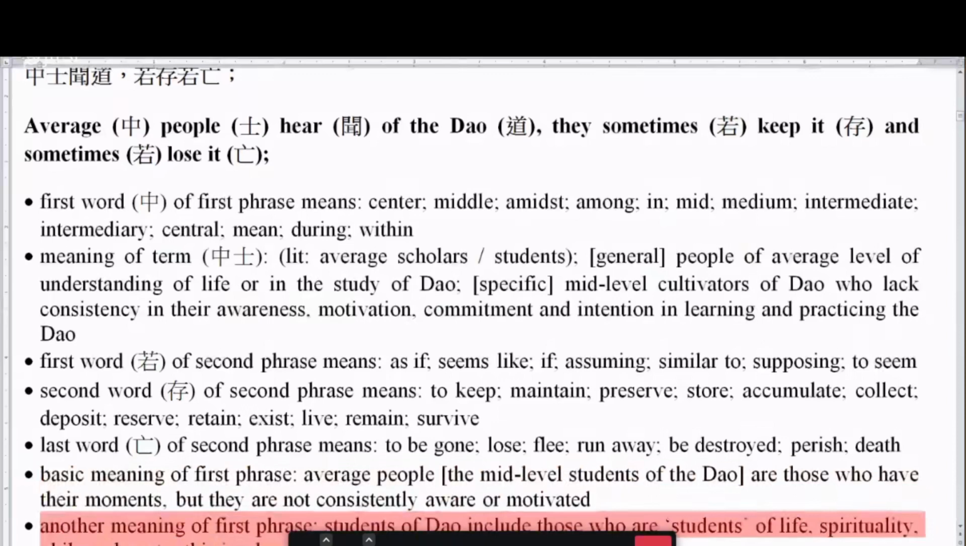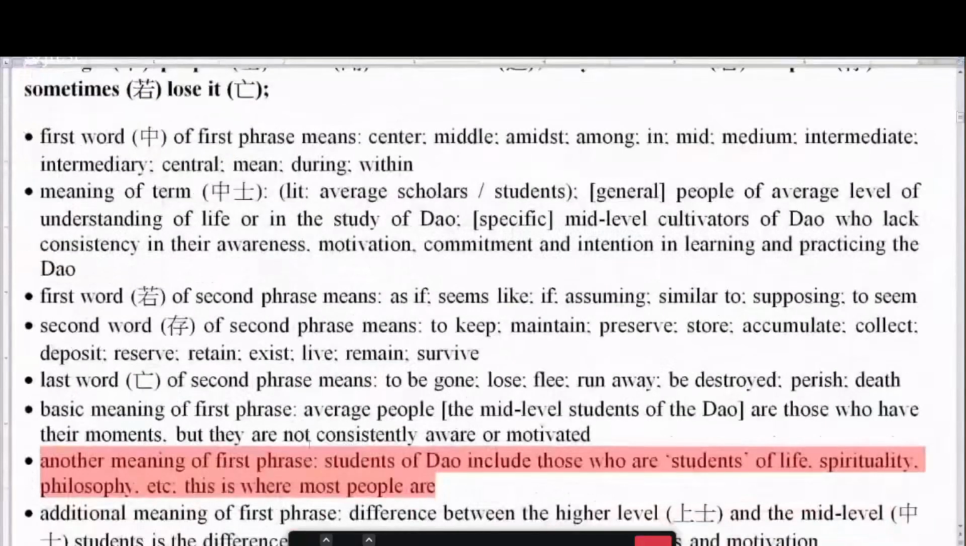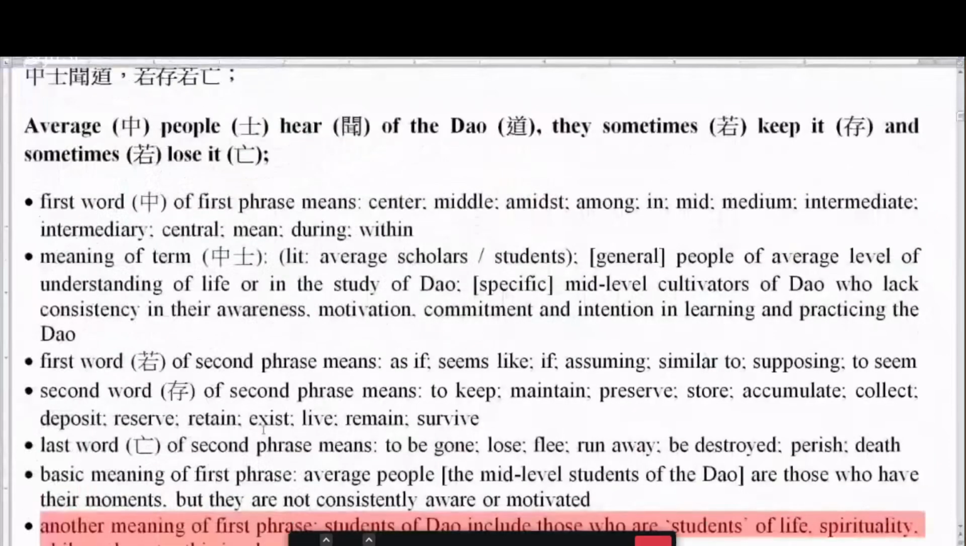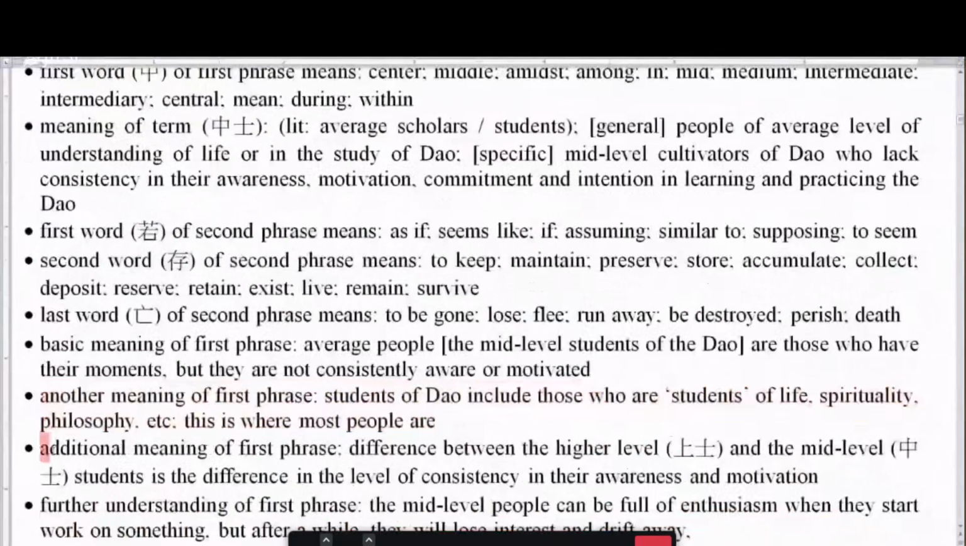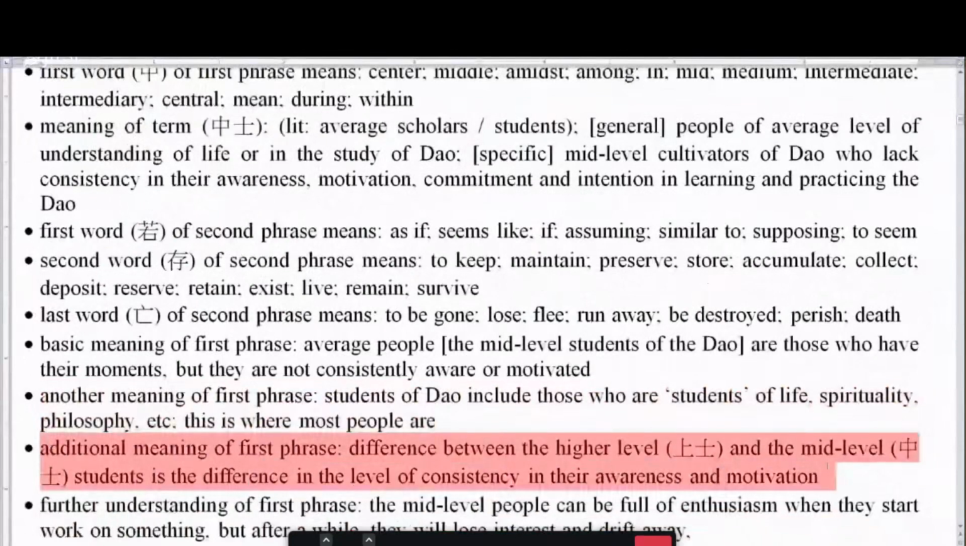Students of Tao include those who are students of life, spirituality, philosophy. This is where most people are. Most of us fall into this category of the average, the mid-level. The difference between the higher level and mid-level students is the difference in the level of consistency in their awareness and motivation, and also practice.